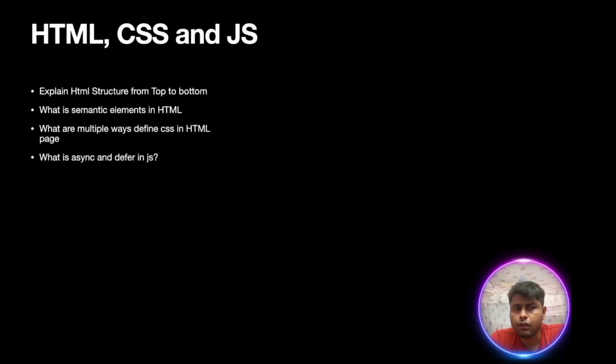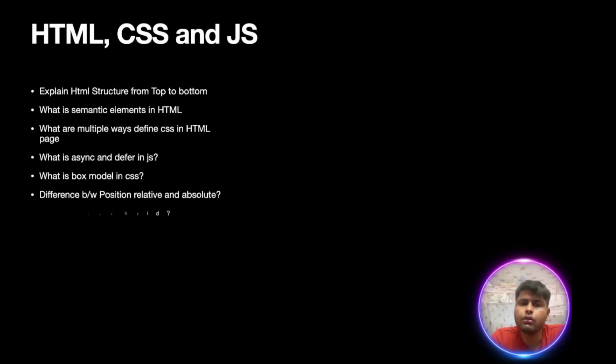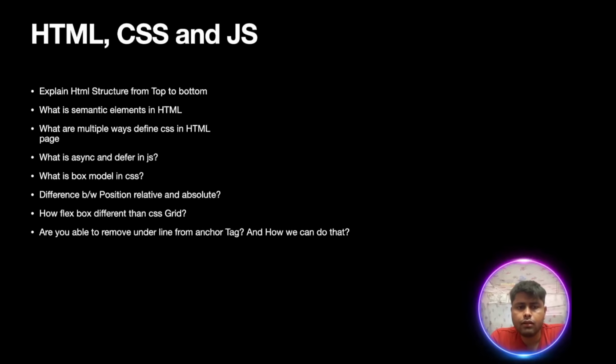Then he asked what is async and defer in JavaScript, then what is the box model in CSS, then what is the difference between position relative and absolute. Then he asked how flexbox is different from CSS grid. We know that flexbox is used for one dimension and CSS grid is used for two dimensions, and I told them more differences. Then he asked how we can remove the underline from an anchor tag. We know that we have the text-decoration property, and by using that property we can remove the underline from the anchor tag.